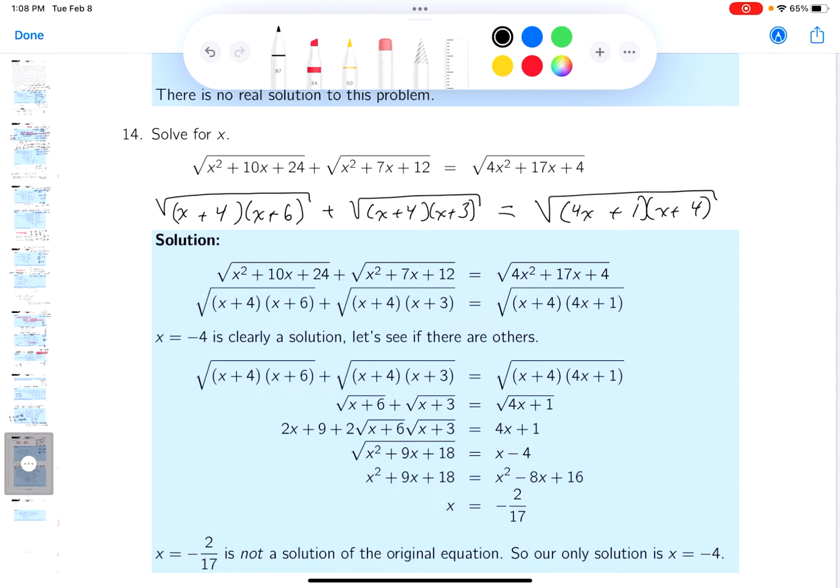Yeah, it works good. And immediately what I see about the problem is that there's a factor of x plus 4 in every single radicand. So I can say right now a really simple solution to this problem would be where x equals minus 4.